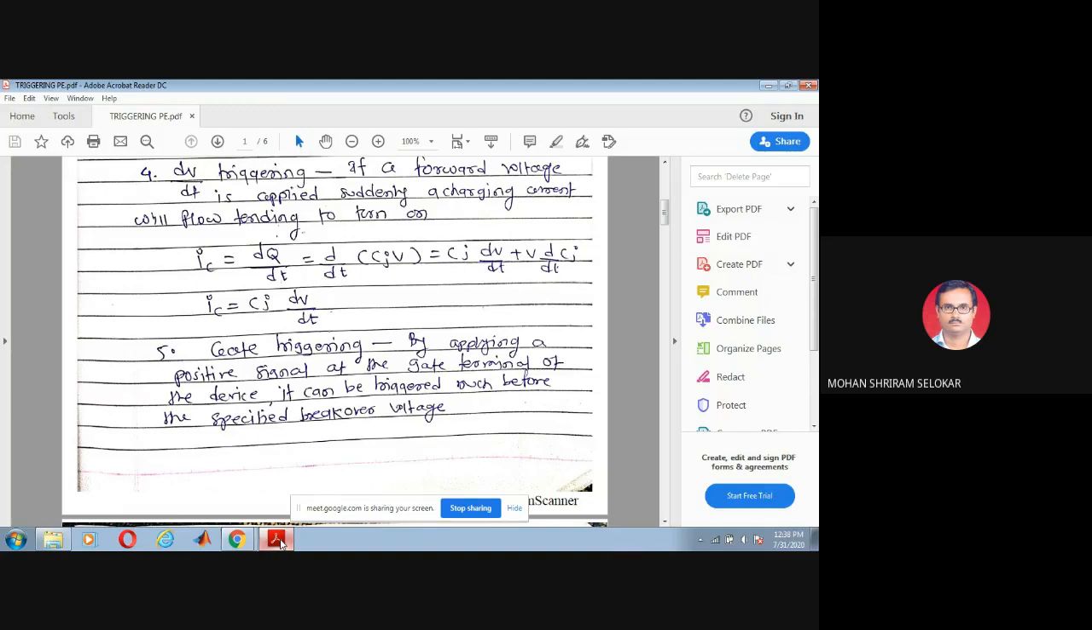That is a very important advantage of gate triggering, as I said earlier. With the help of gate triggering, much before the specified breakover voltage, my SCR can be turned on. So the requirement of the power voltage is reduced by a large margin. That is the biggest advantage of the gate triggering method.